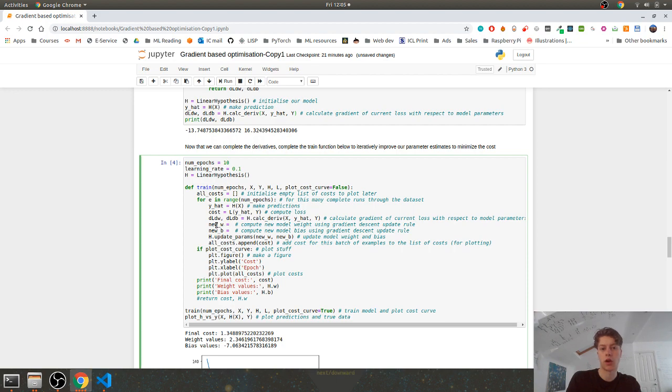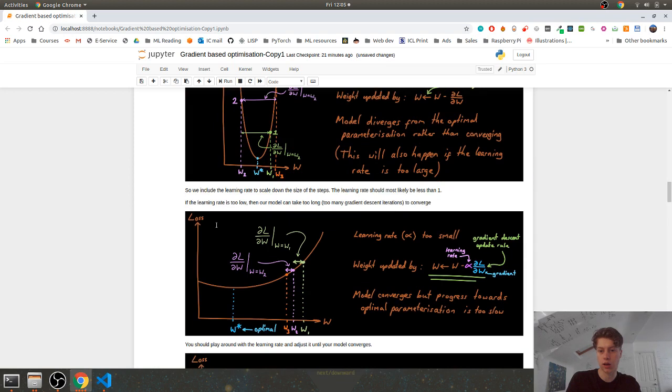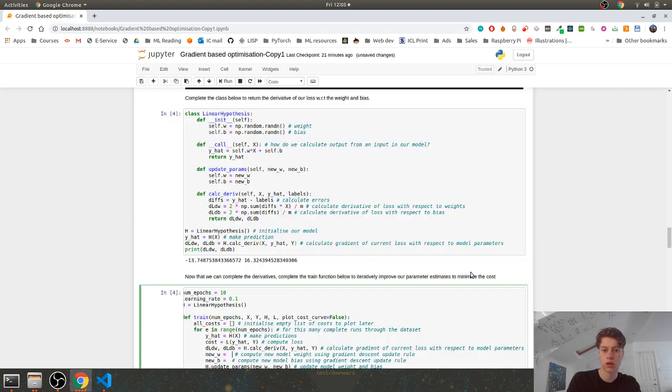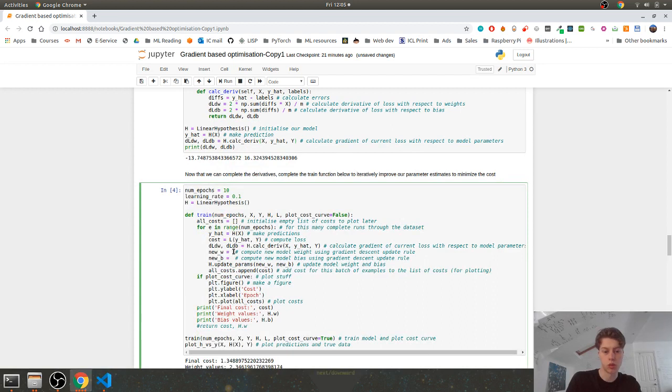Now we need to find what the new value of the weight is going to be. Well, if we look back here, this is the gradient descent update rule. So our new weights are going to be set equal to what the weights are currently, moved by a small amount in the negative direction of the gradient. So that's what we're going to do here. Our new weights will be h.w minus, and I've defined a learning rate here, learning_rate, so that's our alpha, multiplied by dL/dW.